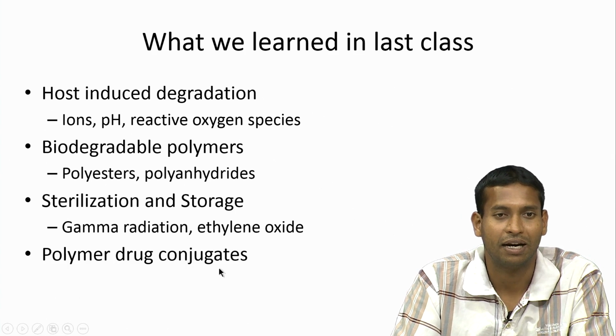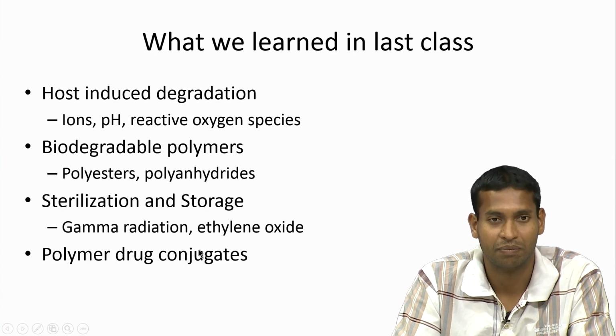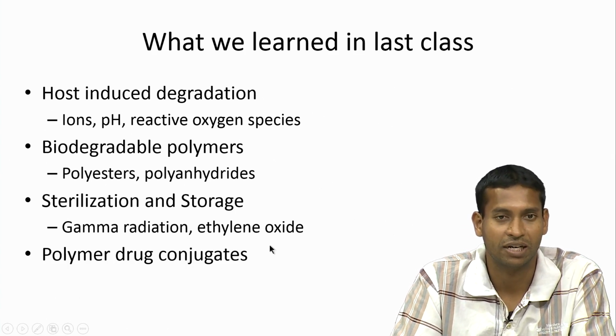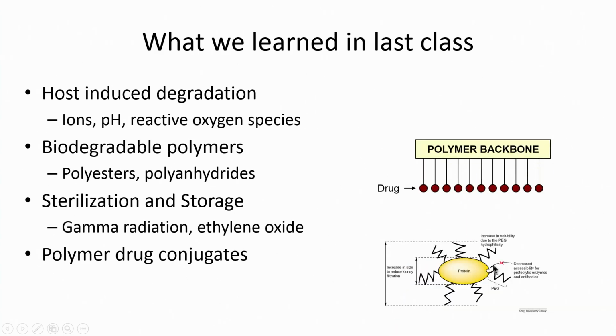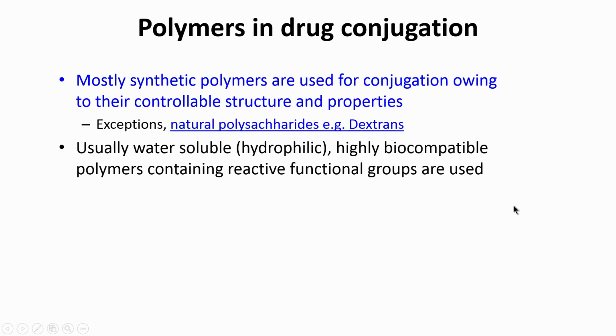And then at the end of the lecture we talked about polymer drug conjugates. There can be various types of polymer drug conjugates. It could be a large polymer backbone with drug attached to it, or it could be a big drug molecule with some polymer attached to the drug itself. So we are going to continue our polymer drug conjugates discussion in this class.